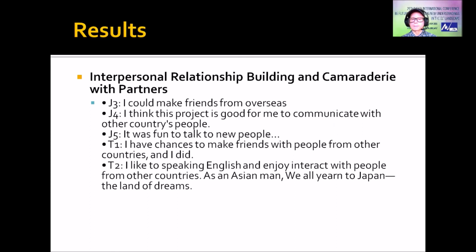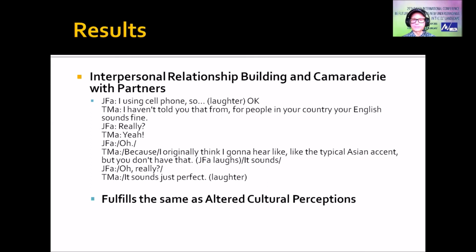And the final, one more category to arise was interpersonal relationship building and camaraderie. And these are from the questionnaire. "I could make friends from overseas." "I think this project is good for me to communicate with other countries' people." "It was fun to talk to new people," and so on. And here's a clip from the dialogue.